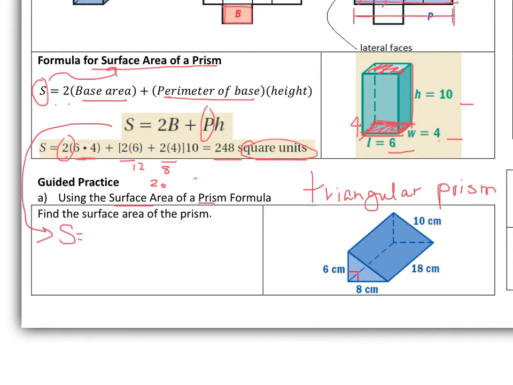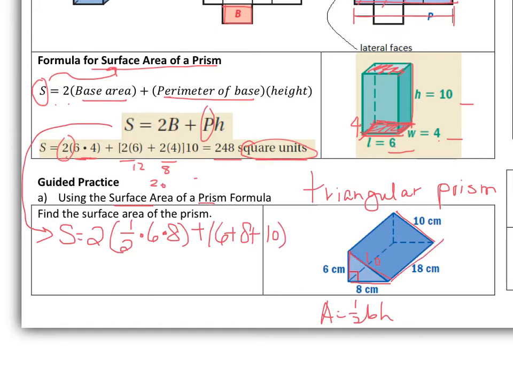So S equals 2 times half times 6 times 8. Because the height of the triangle is 6, the base is 8, and we need to multiply by half, according to the area of a triangle being half times base times height. Then we need to add it to the perimeter of the base, which is just 6 plus 8 plus, and so if this is 10, this is also 10. 10. And the height would just be 18.